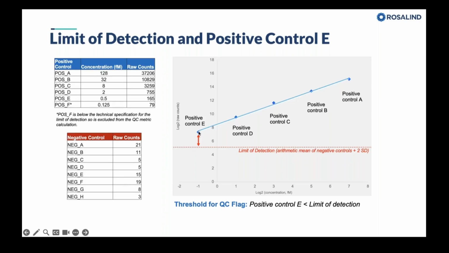If positive control E drops below this dotted line, then a QC flag is thrown, and that's what's written down here: if positive control E drops below the limit of detection.